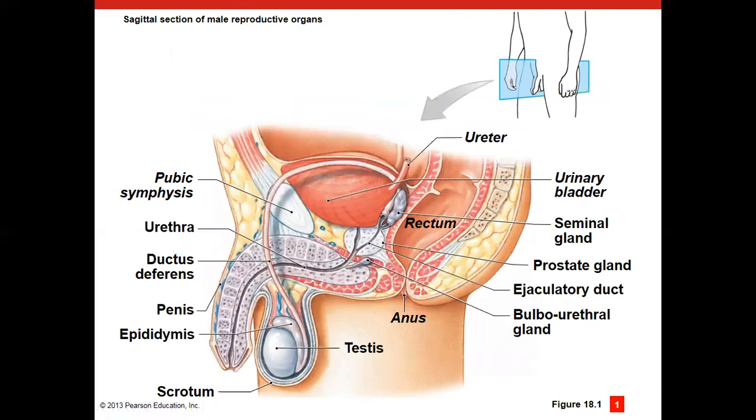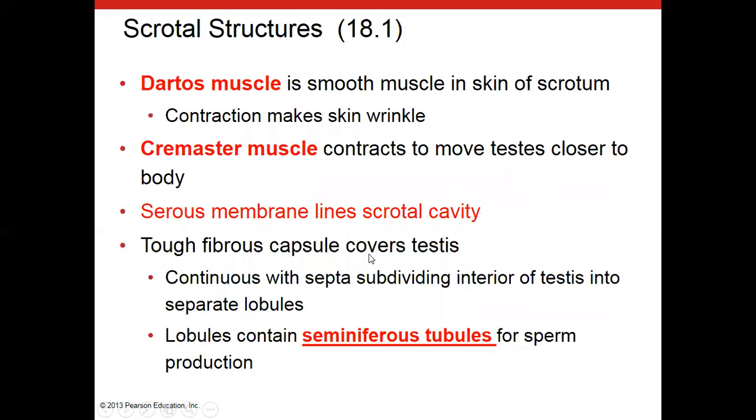So there's some crossover. And there's some glands, again, along the way that are accessory glands, like the seminal gland, the prostate gland here, and then the bulbourethral gland as well. So we'll get into all of those. We're going to start with some structures in the scrotum, which is what surrounds the testis. Two of which actually are muscles.